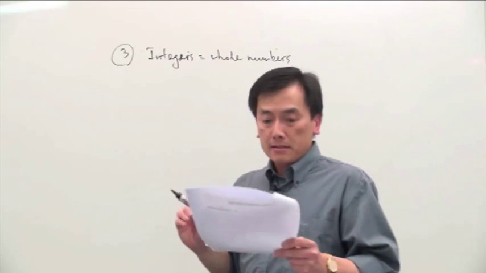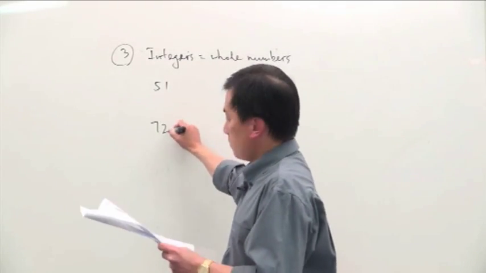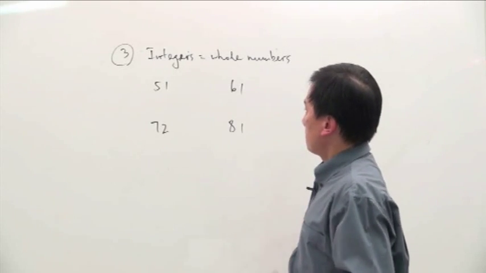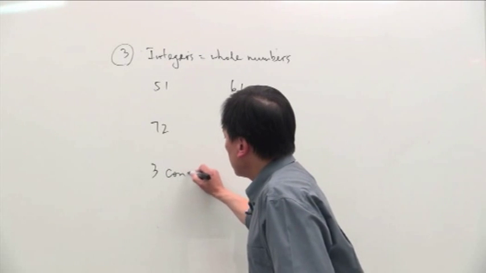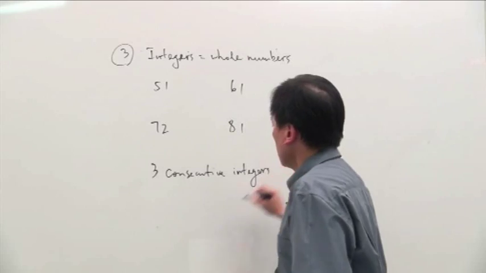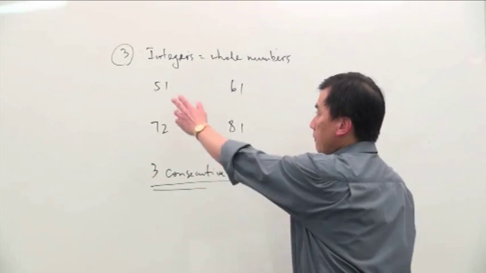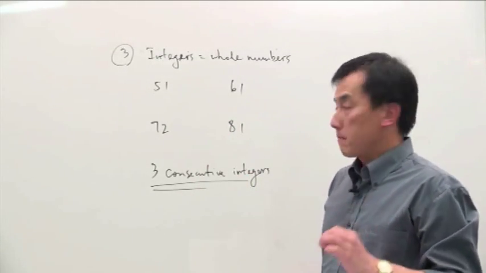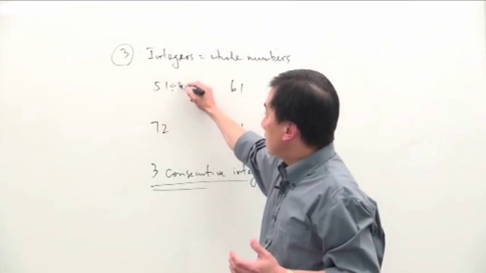Now let's look at the answers. We've got 51, 72, 61, and 81. There are three consecutive integers. This is our clue. We've got three numbers. Have a look at each one of these answers. Find one which isn't divisible by 3. Now 51, 5 plus 1 gives you 6. You can divide that by 3.